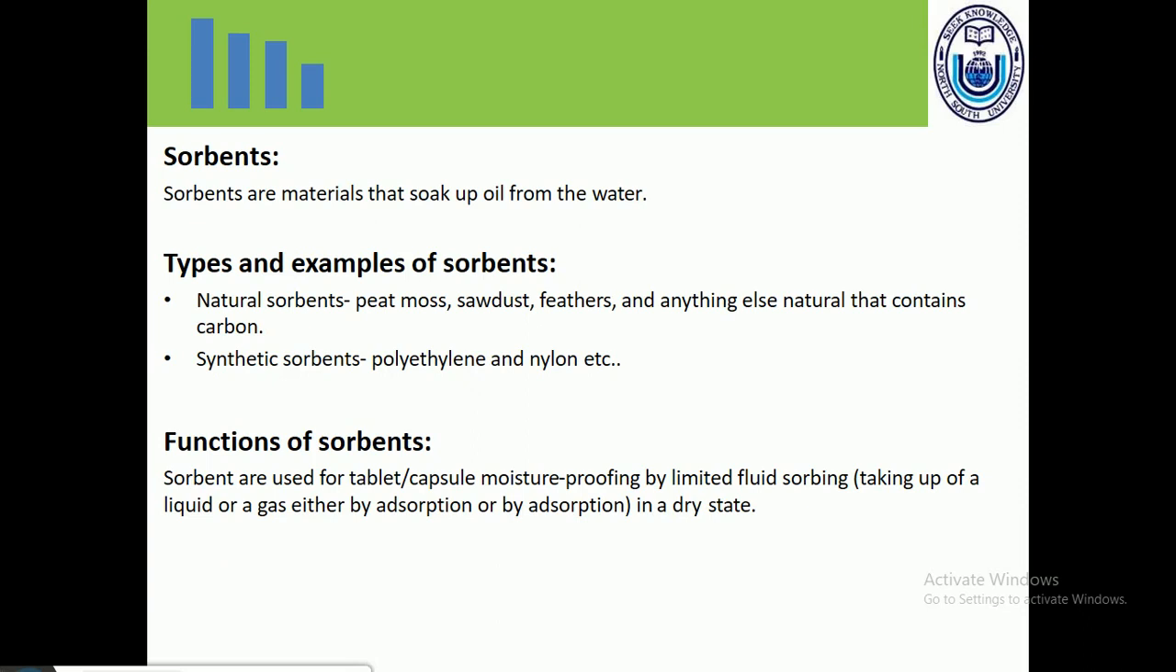Sorbents. This is another pharmaceutical excipient. These are the materials that soak up oil from the water. These are the types and examples of sorbents: natural sorbents like peat moss, sawdust, feathers, and anything else natural that contains carbon. The second one is synthetic sorbents, like polyethylene and nylons. These are synthetics that can be manufactured in the industries on commercial scales, on small scales or large scales.